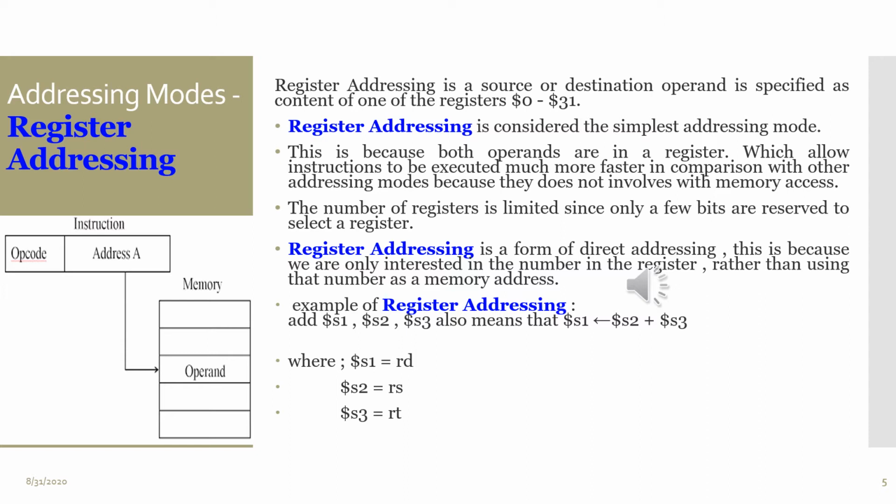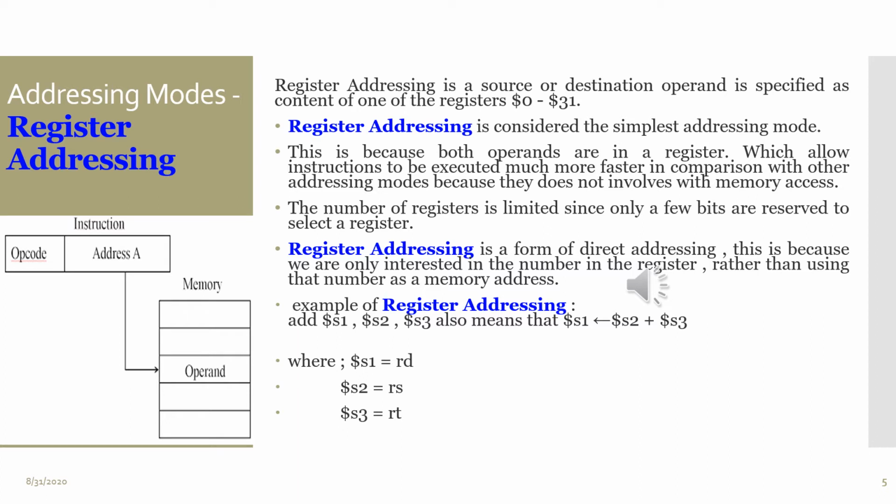Here we are adding a few registers, that is, a few elements in the registers. Let's check add $s1 $s2 $s3, which means $s1 is initialized to s2 plus s3, where s1 is equal to rd, s2 is equal to rs, and s3 is equal to rt.